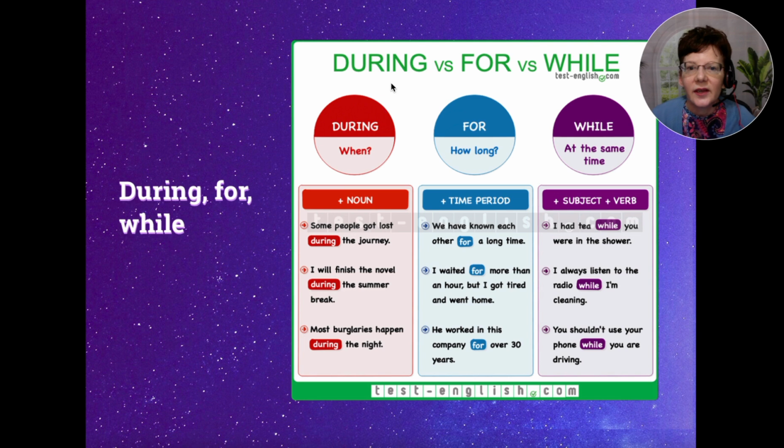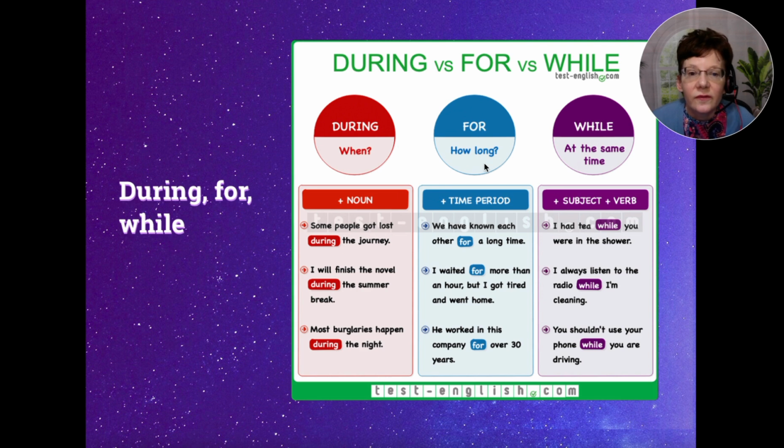All right, so let's look at this chart quickly: during versus for and while. When we talk about during, we ask when, or we say when something is happening. So we have during plus a noun. For example, some people got lost during the journey. And then we have, I will finish the novel during the summer break. So sometime within these events, that's why we say during.